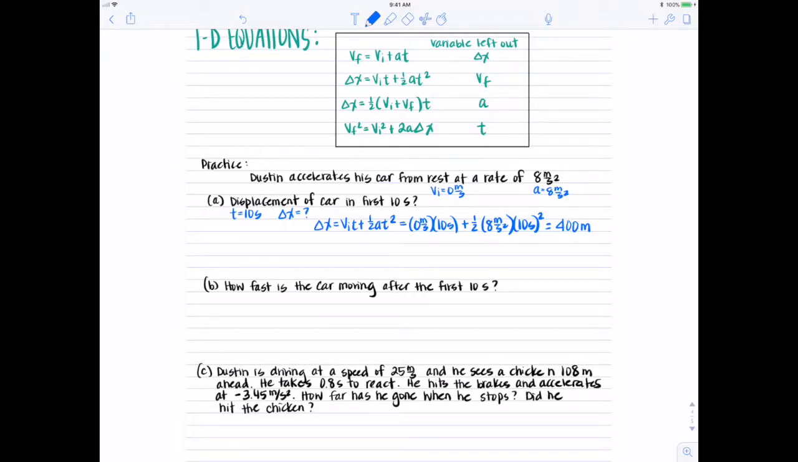How fast is the car moving after the first 10 seconds? So we have a t of 10 seconds. We still have Vi of 0, a of 8 meters per second squared. This time we're looking for Vf, so we can leave out delta x. So let's use the first equation. Vf equals Vi plus at, where Vi is 0, 8 meters per second squared times 10 seconds, or 80 meters per second.